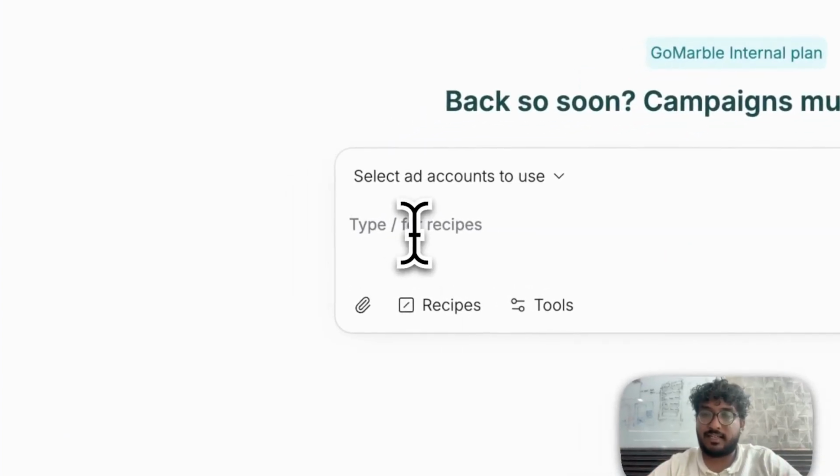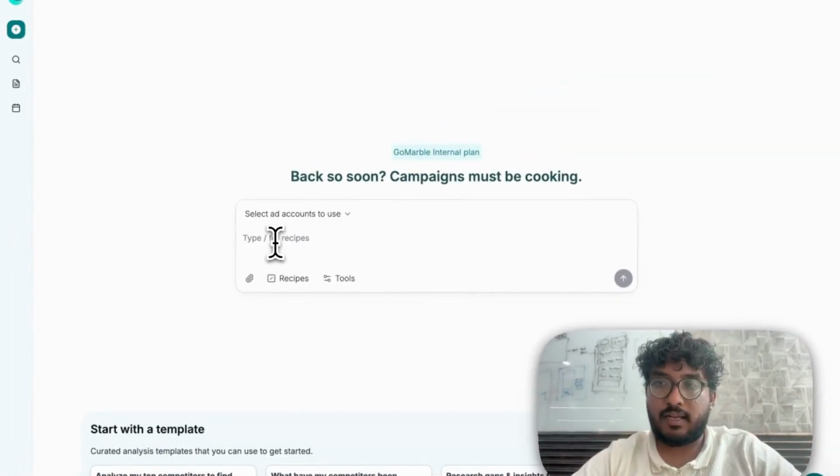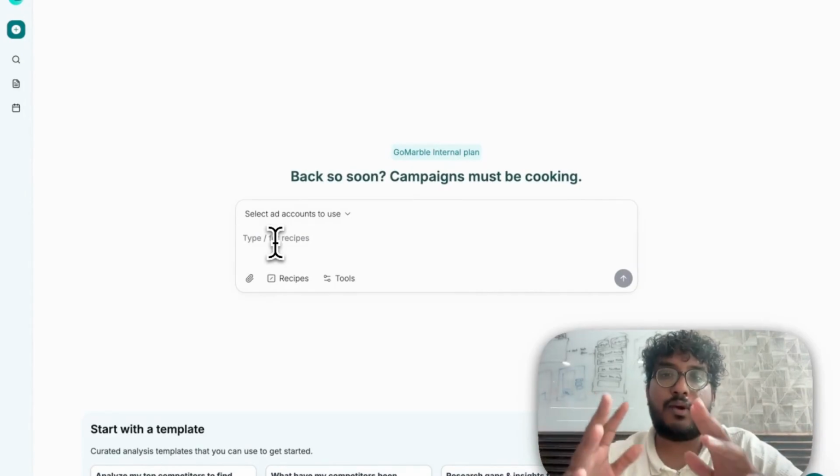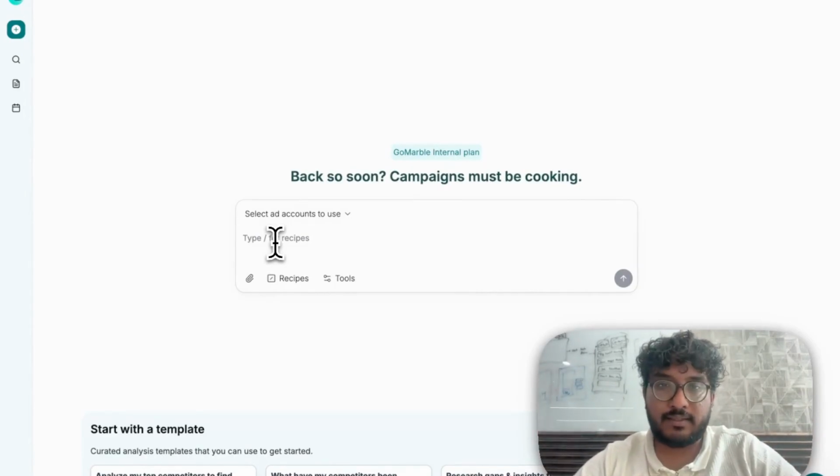Right, but think of this as like a junior media buyer. They give you the numbers, they give you the analysis, they give you recommendations. They can also just go and implement it, right? So basically you're just talking to them and you're getting anything you want.